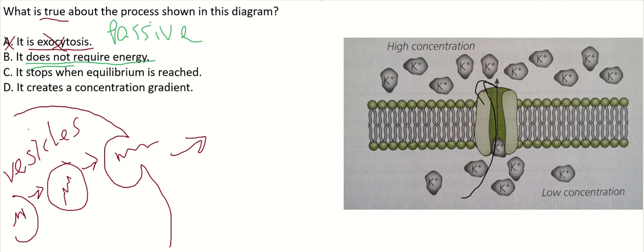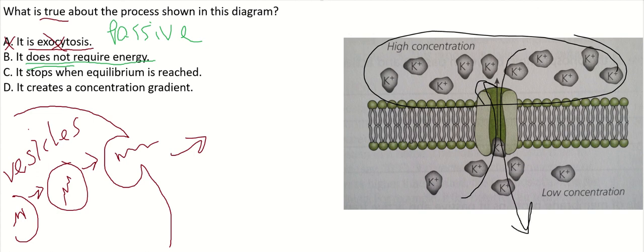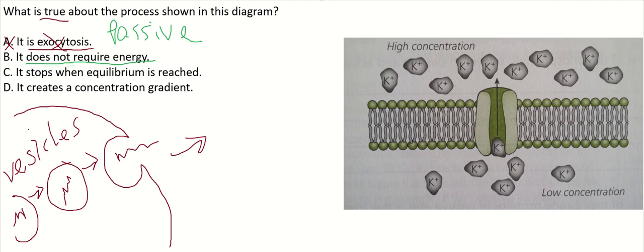It's going into a crowded area. This area is more crowded. So that is not passive. Passive transport would go from the crowded area to the less crowded area. High concentration to low. So B is not correct because the drawing is not going to the less crowded area. All right, so B is not correct.